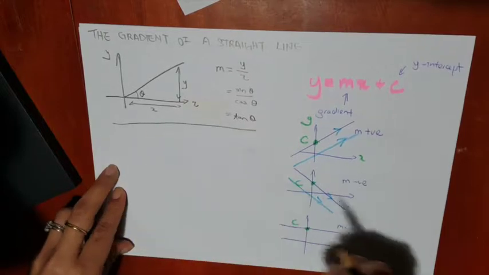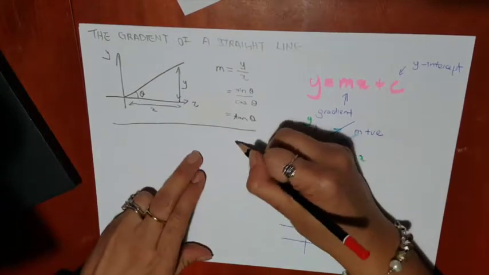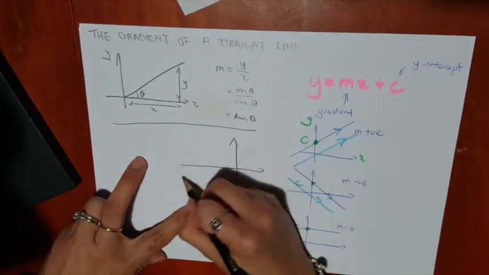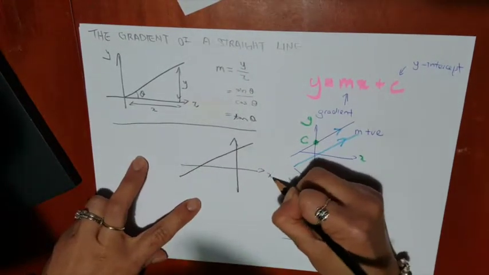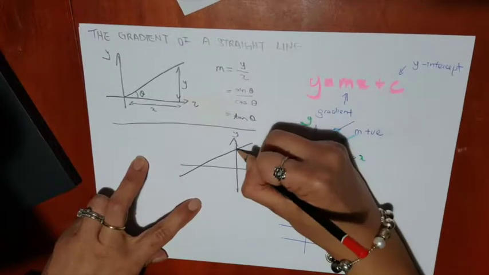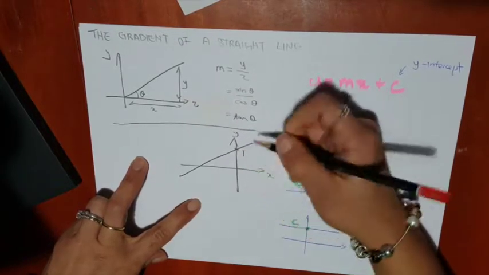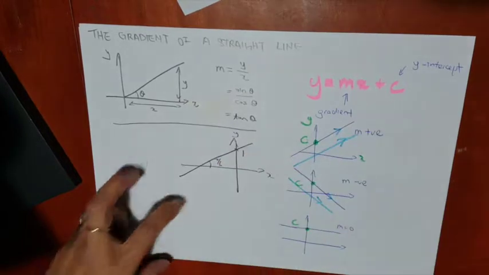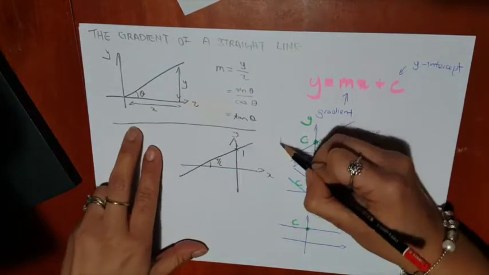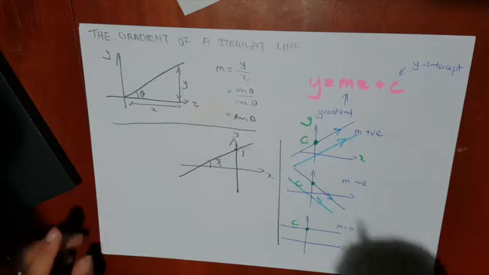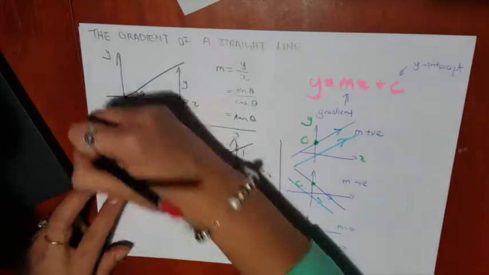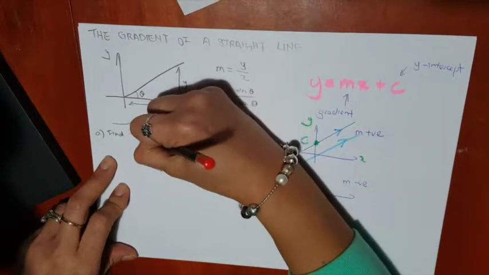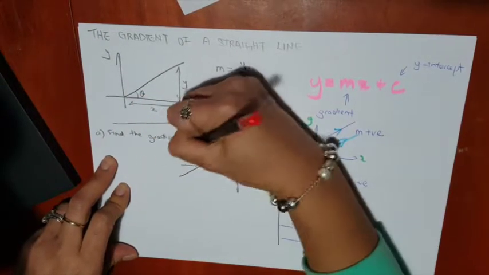Okay, let's solve a question here. For example, I have a graph where this is x and this is y. And let's say I have a y-intercept of 1 and an angle of pi over 6. I'll just separate this out. The first question is A, find the gradient of the line.